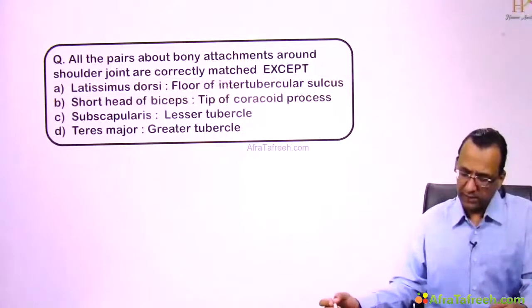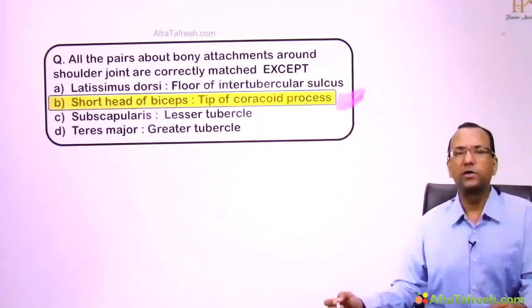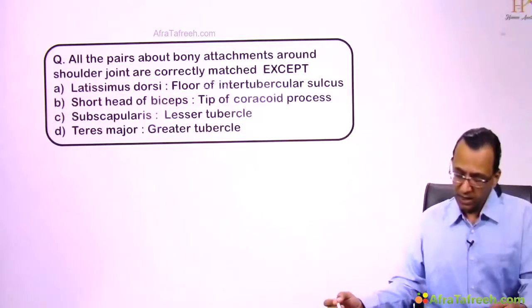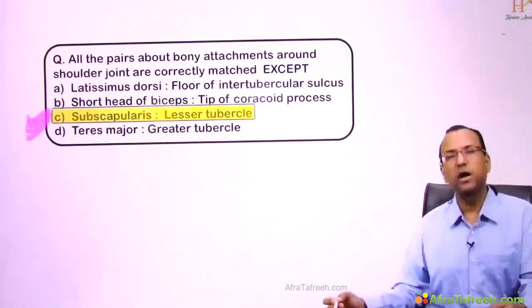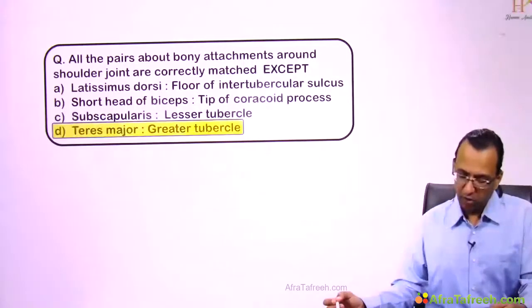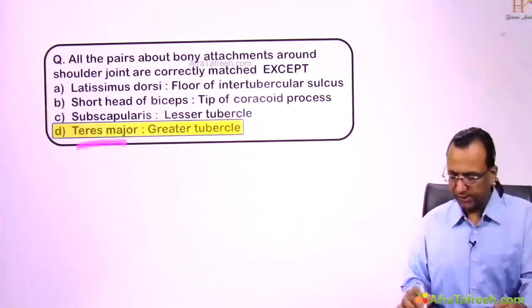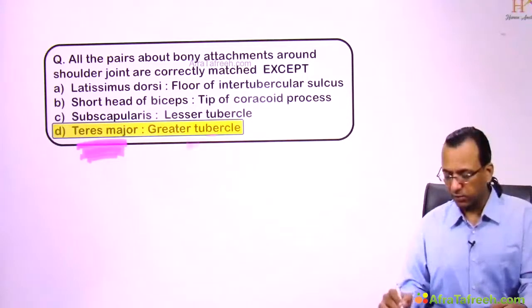The short head of the biceps is attaching to the tip of the coracoid process along with the coracobrachialis muscle. That is also a correct statement. And subscapularis attaching to the lesser tubercle, that is also a correct statement. You mean to say this statement is wrong? Yes. Why is it wrong? Because it is not the teres major, it is the teres minor, which is attaching to the greater tubercle.